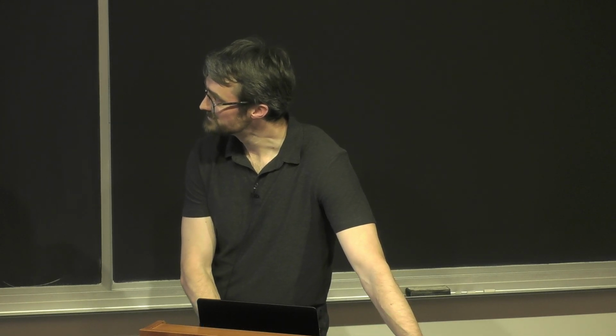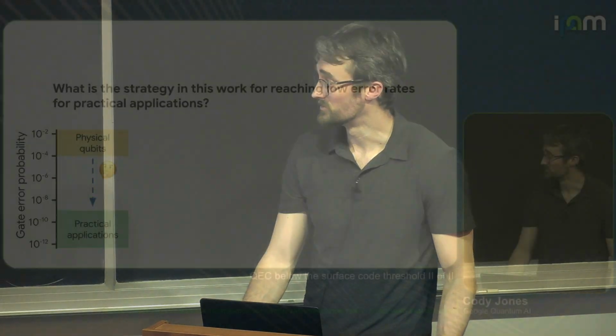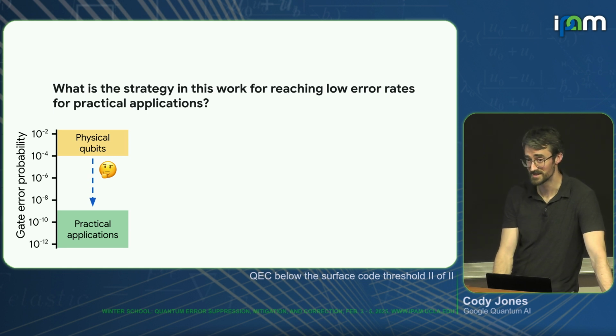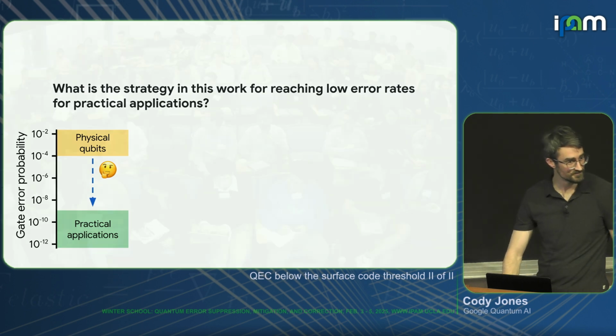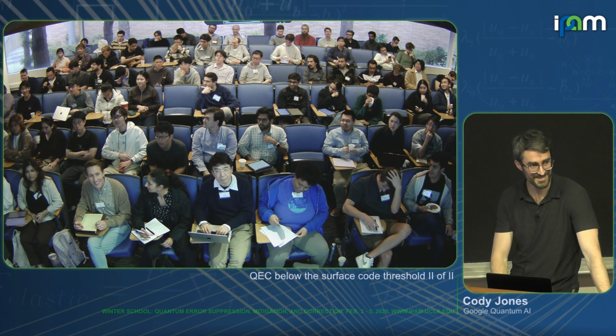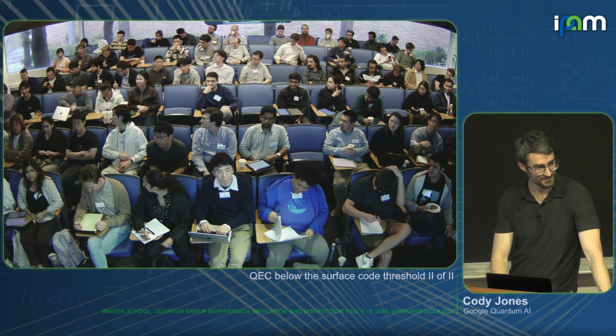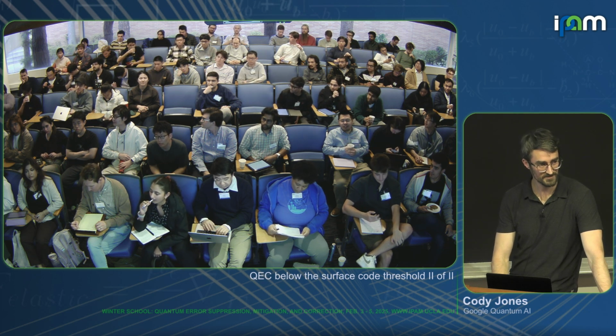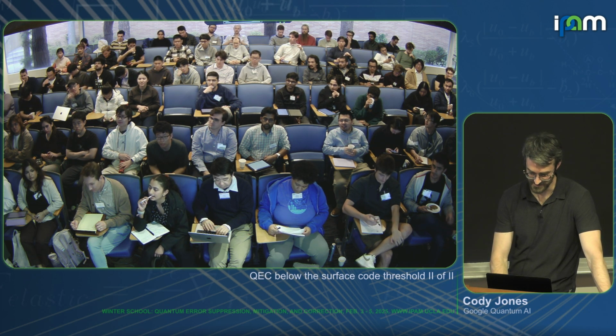Okay, so first question: what is the strategy that we're employing to reach low error rates for practical applications? Anybody? Yeah, go ahead. Scalable quantum error correction. Okay, can you elaborate? Yeah, if the number of qubits increases and your logical error rates go down, then bigger is better. Yeah, that's the right answer.